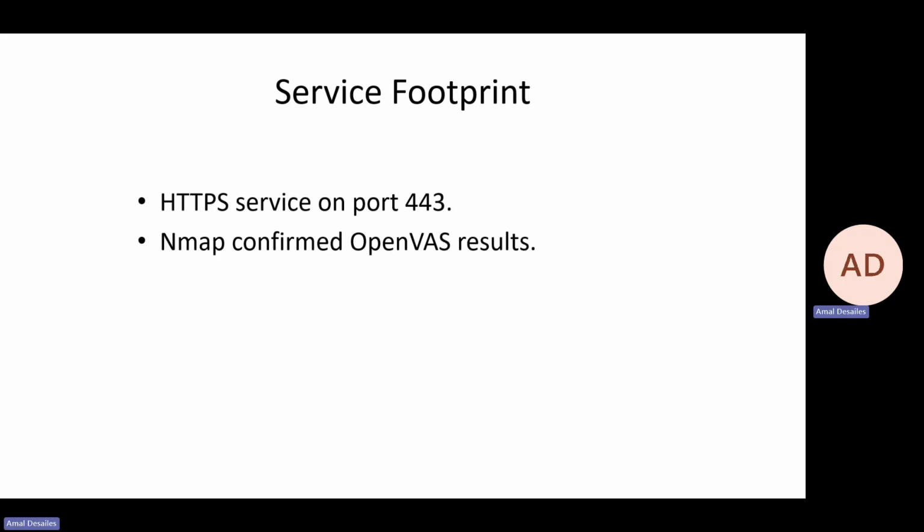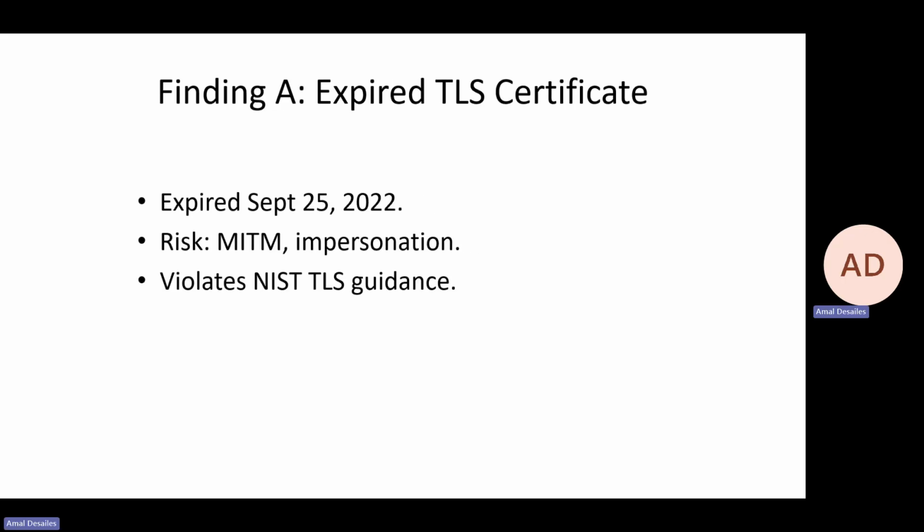So the next one is going to be the TLS expired certificate. The first medium severity vulnerability was the expired TLS certificate. An expired certificate means the server cannot be reliably authenticated by the clients. Encryption no longer assures confidentiality and also integrity.